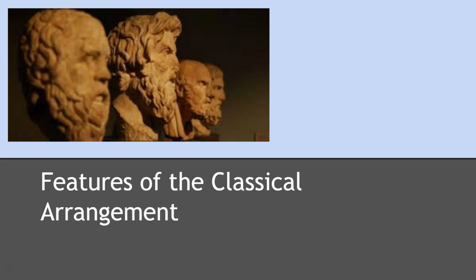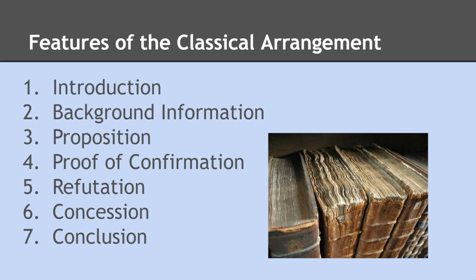However, because of the length of our APA final paper, we're going to have to use a different type of outline. And what I would like for us to use is called the classical arrangement. Features of the classical arrangement, we have 7 sections, and I call them sections because I don't want you to think of them as paragraphs, because some of these sections may take more than one paragraph.